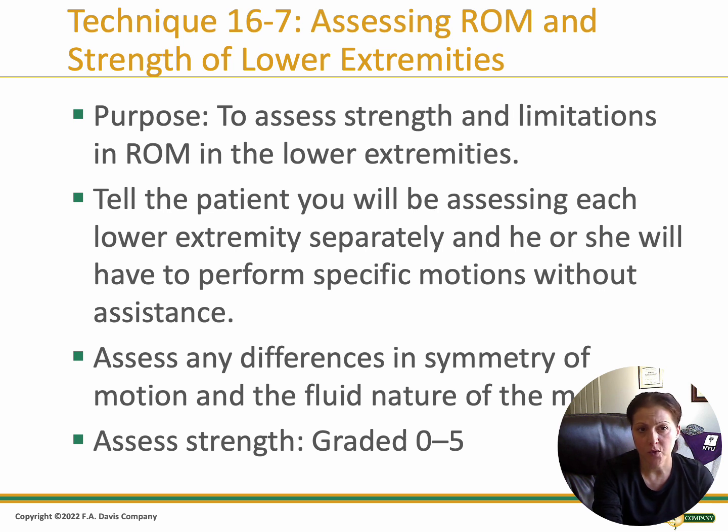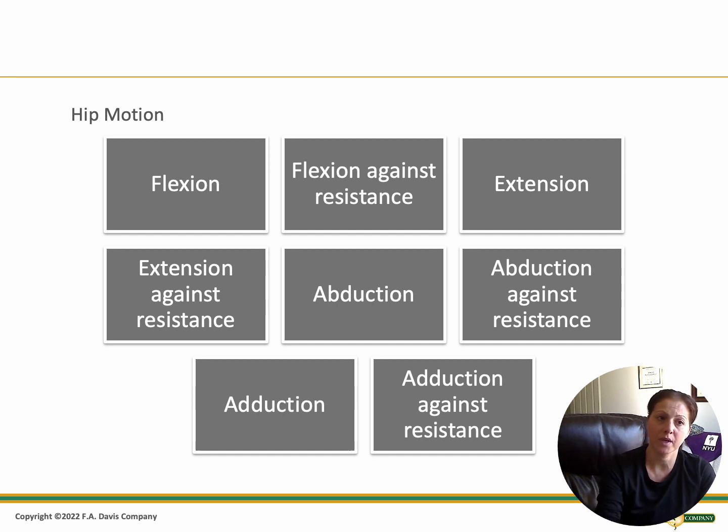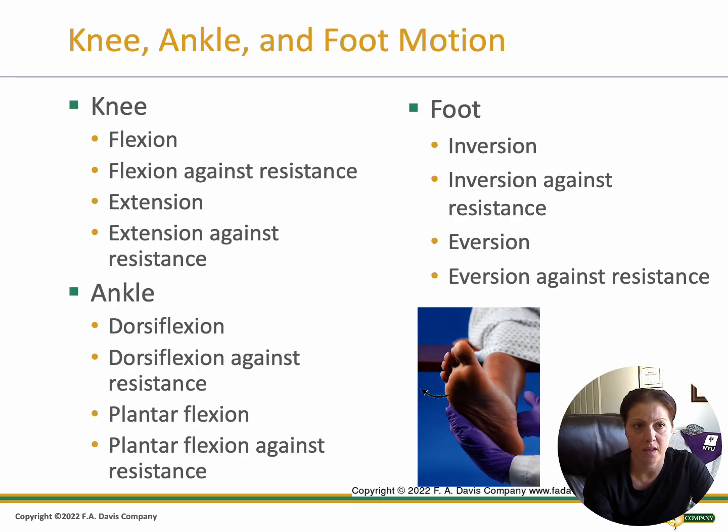We want to assess range of motion to determine strength and limitations, and again, the highest grade is 5, where they're able to move normally and with resistance. Normal movements of the hip include flexion, extension, adduction, and abduction. And then with the knee, flexion and extension only, although some people can probably hyperextend their knee, and you want to do those movements with resistance. Same thing with the ankle, the dorsiflexion and then the plantar flexion. And then your foot, eversion and then inversion.